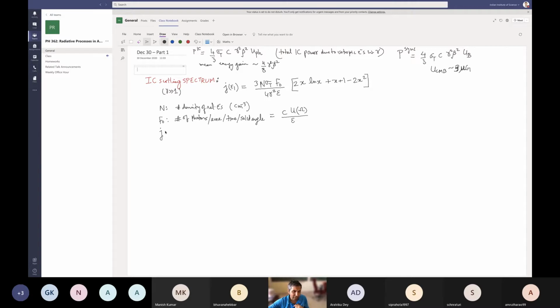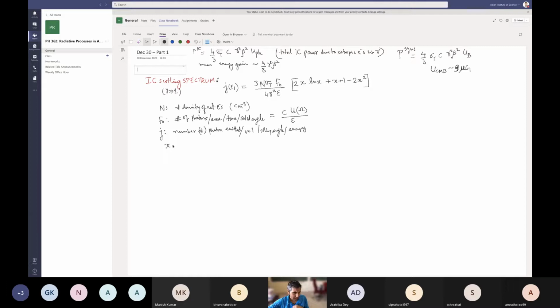And then this j on the left hand side is again the number, which I recall I'm calling this hash, number of photons emitted. So again, this is number, not energy, emitted per unit volume, per unit solid angle, per unit energy. And of course, sigma T is the Thomson scattering cross section that we all know.